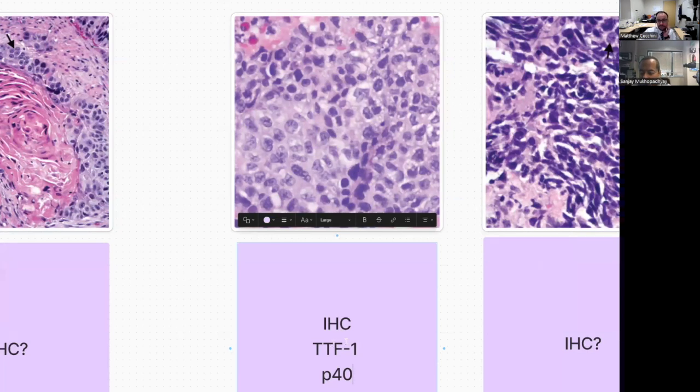If they're P40 positive, they're squamous. And some cases will be negative for TTF and P40. And those cases might need a little more immunohistochemistry. So you might want to do a pankeratin just to make sure that it's carcinoma. Sometimes you'll need to do a SOX10.